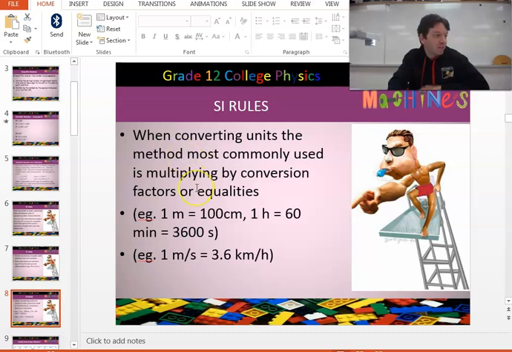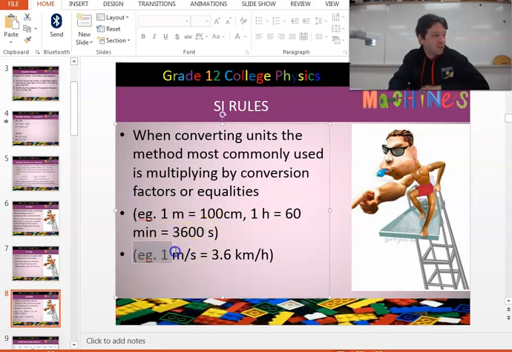And we're going to practice converting units. I think we all know the basics. For example, 1 meter is 100 centimeters. In 1 hour, there are 60 minutes. And in 1 minute, there's 60 seconds. So 60 times 60 is 3,600. So in 1 hour, there's 3,600 seconds.